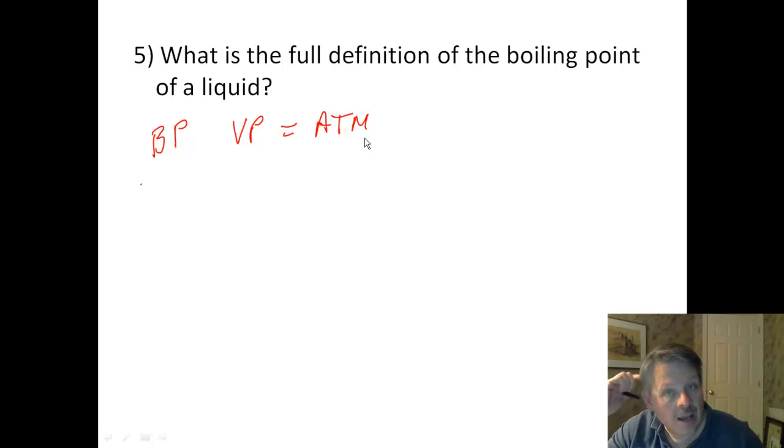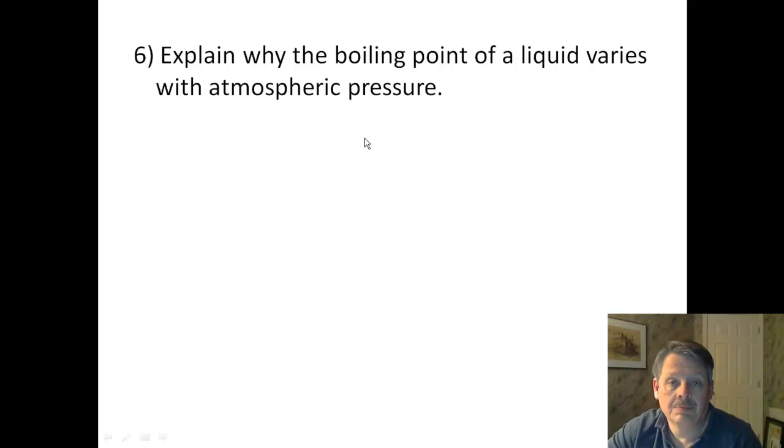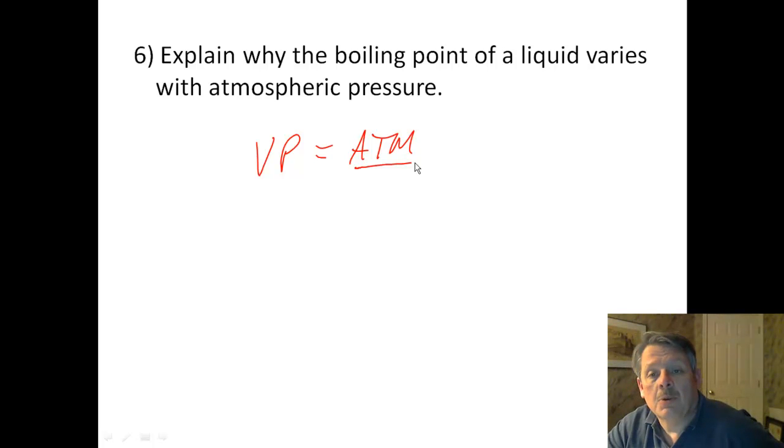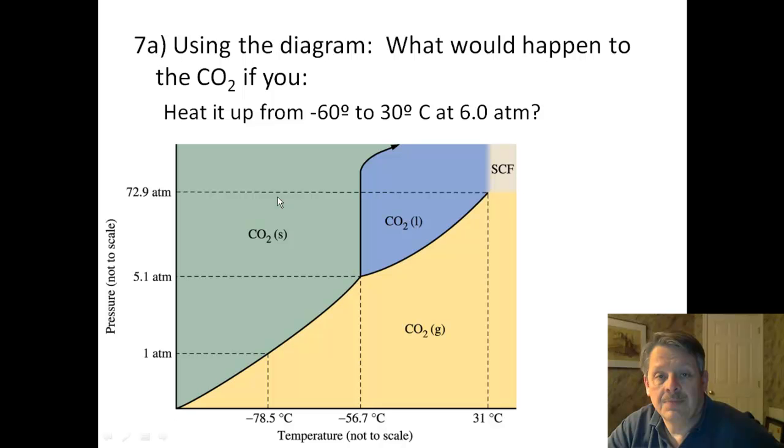But this can happen at a lower temperature if the atmospheric pressure is less, like when you're on top of a mountain. Right, and that's what we just said here. This is important because once the vapor pressure reaches the atmospheric pressure, then it boils. So if the atmospheric pressure decreases, then the vapor pressure needed to boil is going to decrease.